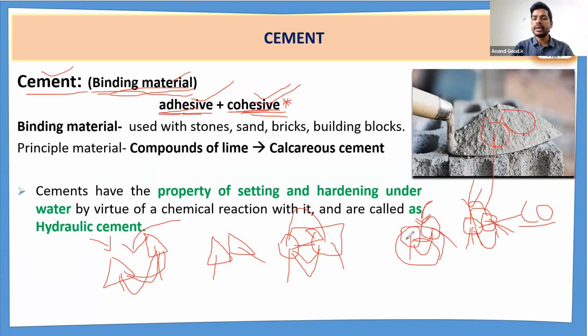Why are we calling cement a cohesive material? Because it has cohesive property and can bind with each other. But these aggregates do not have cohesive property. Only if you add some other binding material can they bind.